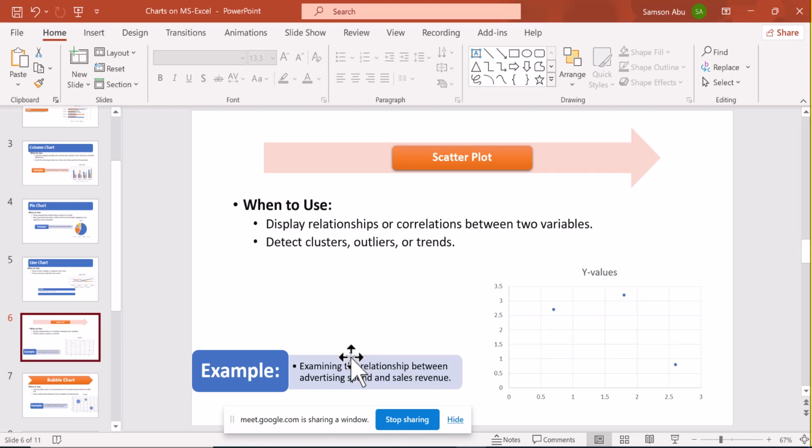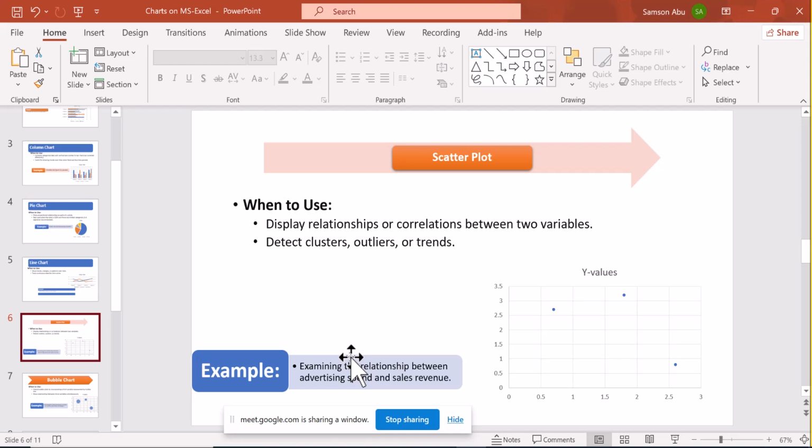Not only that, it helps us to detect clusters, outliers, or trends. Now, maybe I will show us how to show the trends, where you can put your trend line. Okay, and you can see the linear regression of it. Okay, is it linear? Oh, the relationship between variable this and this is linear.